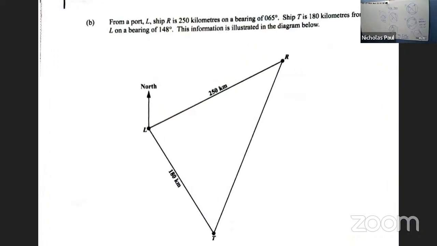I know it's kind of small, but it's the best I can do there, right? Draw a diagram. They kind of help you out already.